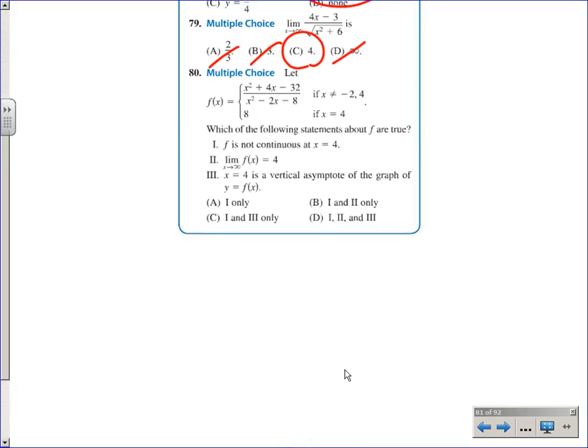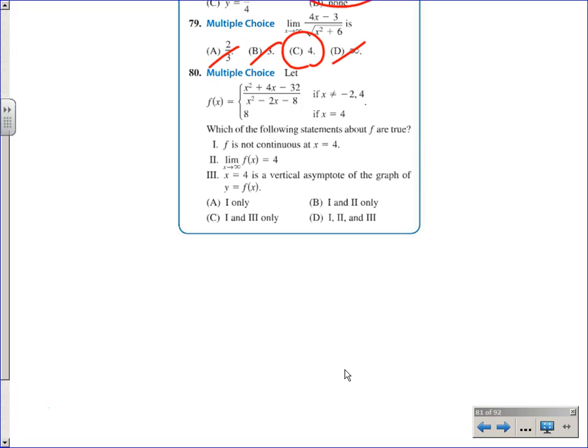Let this be a piecewise function. Now, this is a little tricky. This works for everybody but these 2 points. So this is everything, all the sides, but 2 points are missing. And this one got filled in. Which of the following statements about f are true? They're looking, it seems to me, at 4, right? Kind of? Talking about continuity, talking about a limit to infinity, and talking about a vertical asymptote.